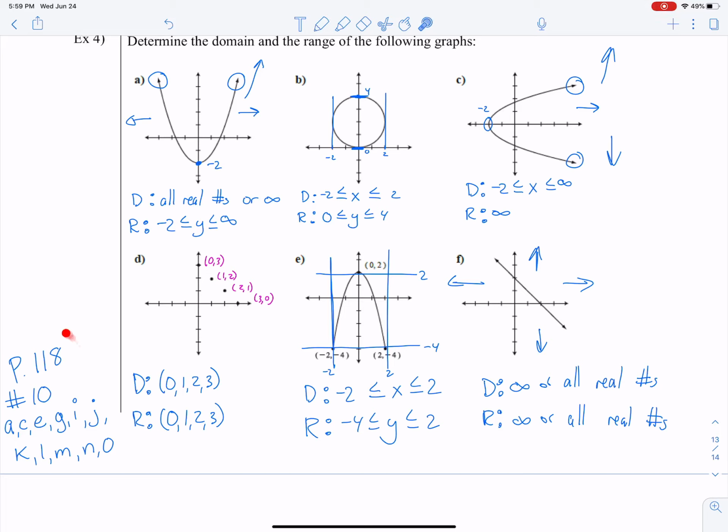So now you're going to go to page 118, and you're going to do number 10. So it's similar to this. Okay. But you're only going to do the letters that I've specified here because there's a lot of really complicated ones that are too hard. So you're just going to do A, C, E, G, I, J, K, L, M, N, and O. Okay, so just these letters. Skip any that are not mentioned here. And that's the end of section 3.